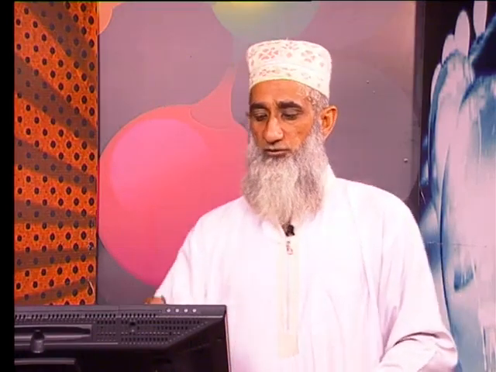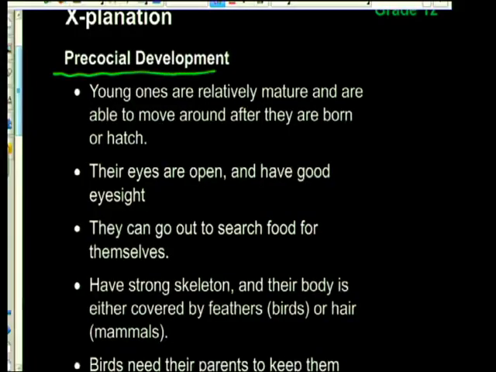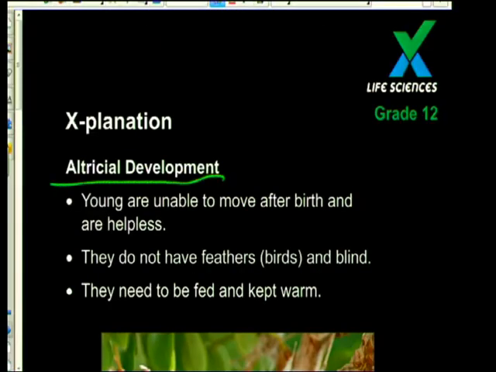Now that we've spoken about the egg, we went inside the egg, we spoke about how the egg develops, we want to know, when this organism hatches from the egg, or is born, how does the organism develop further? And we look at two. One is precocial and one is altricial. I'm going to go to that one. Those are the two.